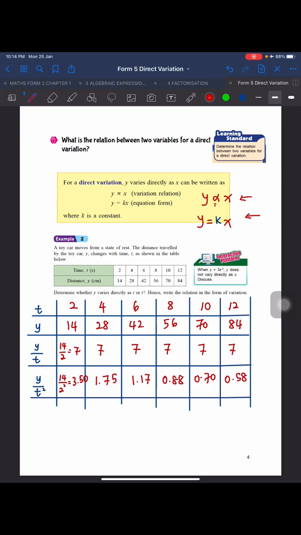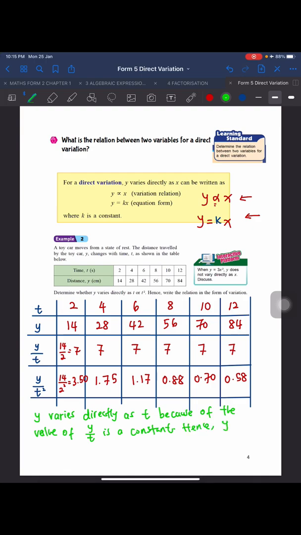So from these values, what can you say? We can see that y varies directly as t because the value of y divided by t, or y over t, is a constant. So hence y varies directly as t.